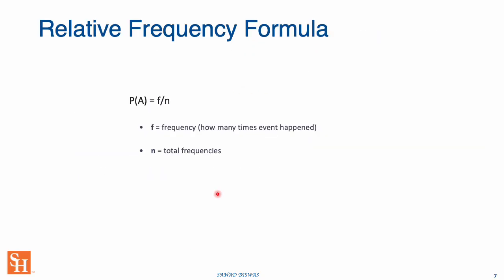We can also use relative frequency to calculate probability. So let's first see how we define relative frequency. Relative frequency is the ratio of frequency over total frequency. Here F is the frequency of an event and N is the total frequency. We can use this relative frequency to calculate probability. In the next slide, with an example, we'll see how we can do that.